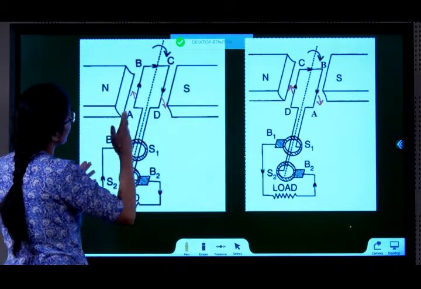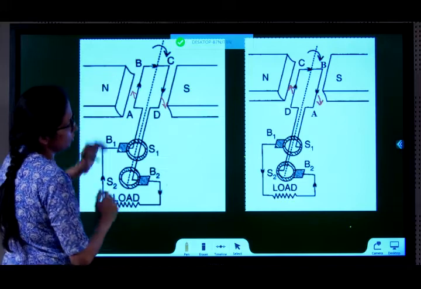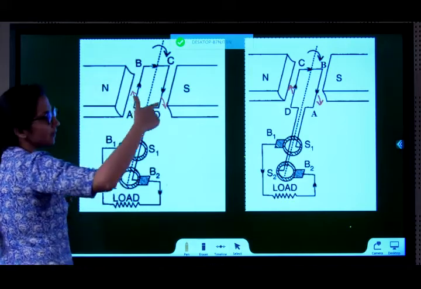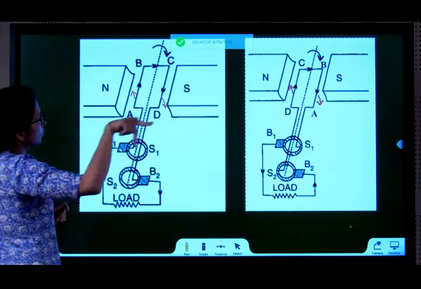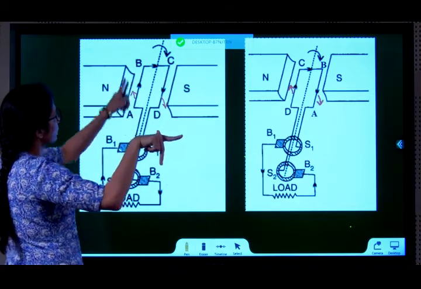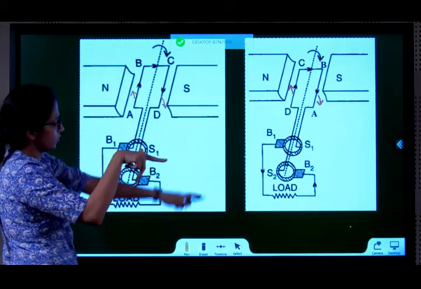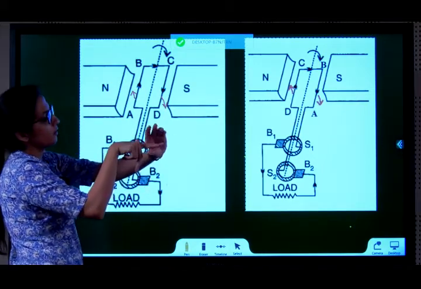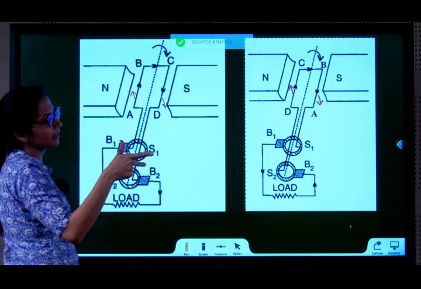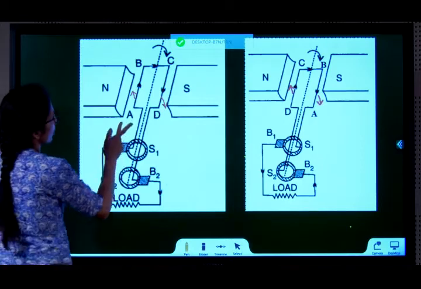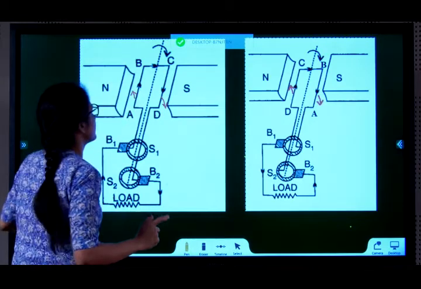First of all, we have to note AB is going upwards, CD is coming downwards. Now applying Fleming's right hand rule on AB: the magnetic field is from north to south, and AB is moving upwards. Keep your field as it is, make the coil move upwards. You can see current is going to go from A to B, which is why we have drawn A to B.